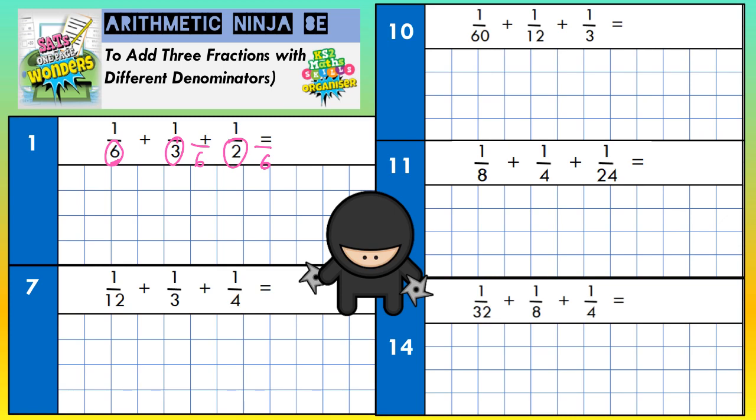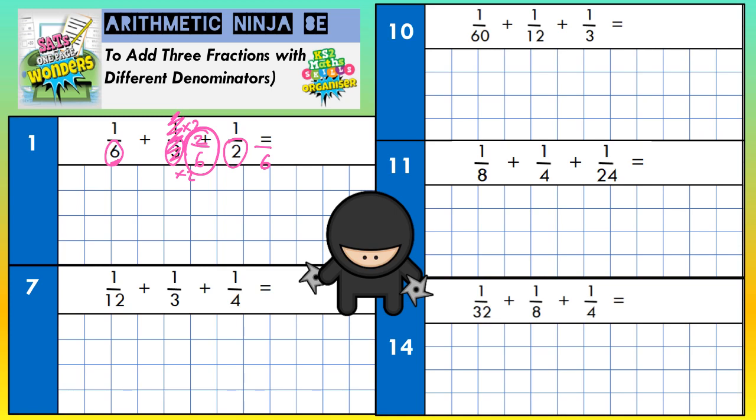So to get from 3 to 6 is times 2. So you'd have to do exactly the same on the top, times 2. 1 times 2 is 2. So instead of 1/3, we've now made 2 sixths. Don't need the third anymore because we've got the equivalent fraction of 2 sixths.